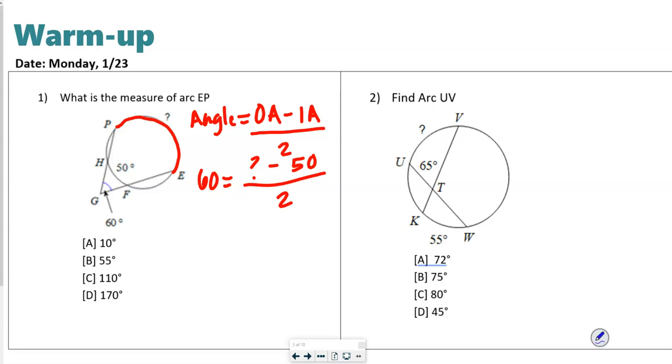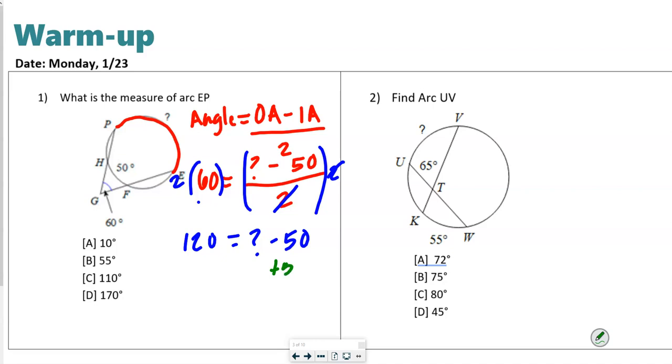So how do we get rid of the 2 in the denominator? We multiply both sides by that 2. So now these 2's are gone, and we're left with 120 is equal to question mark minus 50. And how do we get rid of a negative 50? We add 50, right? So we're going to add 50 to both sides, so our answer here is 170. Okay? Now, if you want to double check it, then you subtract 50 from 170. That's 120, and you divide that by 2. That's 60. That's our angle.